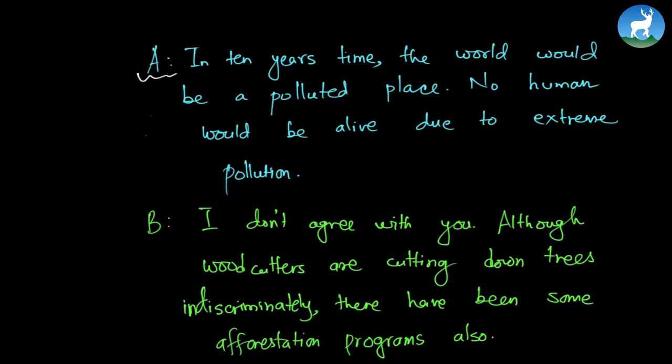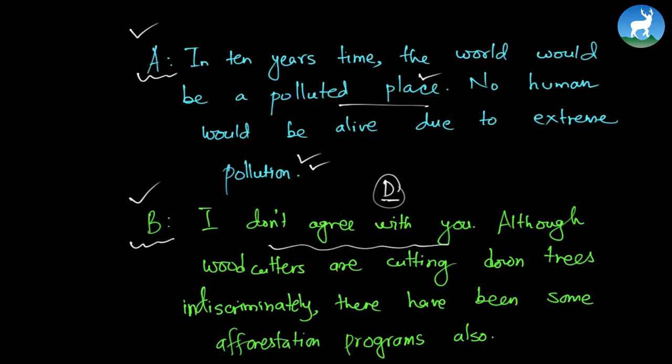We have A and B, like always. And A says in 10 years time the world would be a polluted place, right? No human would be alive due to extreme pollution. Now this is a strong idea. This is a strong argument. And B said something like, I don't agree with you. B is now not agreeing, but rather, disagreeing with A's idea.